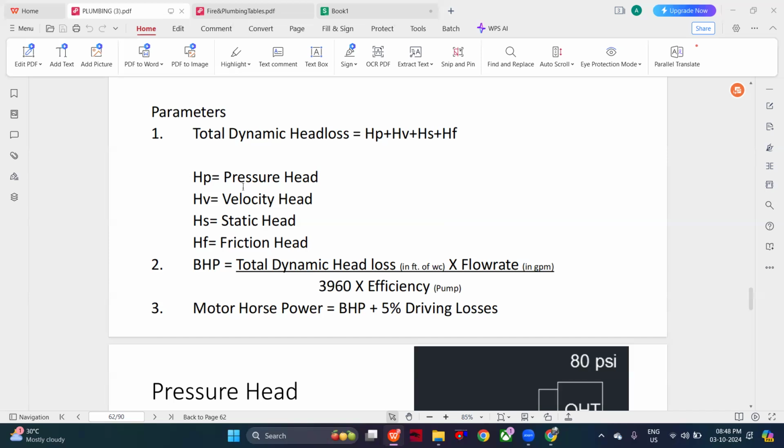What do you mean by head loss? The head loss means HP plus HV plus HS plus HF. HP means pressure head, HV means velocity head, HS means static head, HF means frictional head. To find out the head loss, you have to find out all of these values, then add them together. You will get the total dynamic head loss.